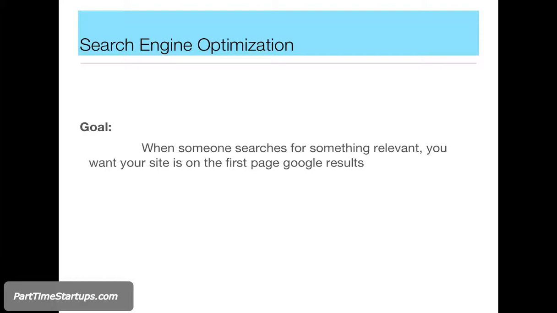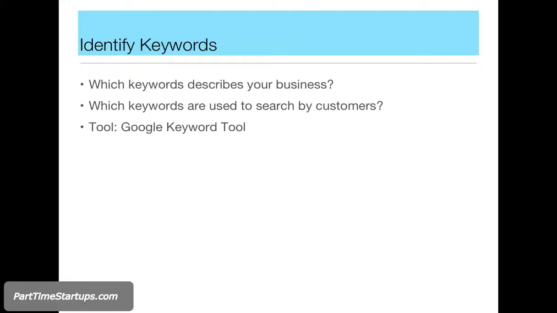So again, let me repeat here that when someone searches for something relevant to my business, I want my website to be listed on the first page, and possibly in the top 3 or 4 results only. And how do I do that? The first task is to figure out the right keywords to represent your business. Which keywords describe your business? Or take a different look: which keywords can be used by customers to search for your business?